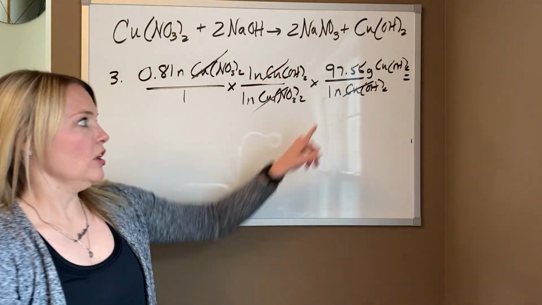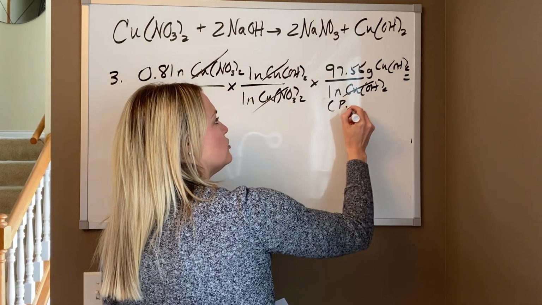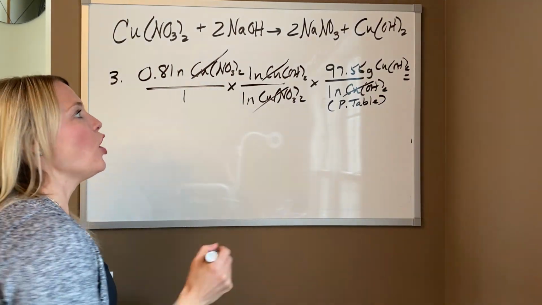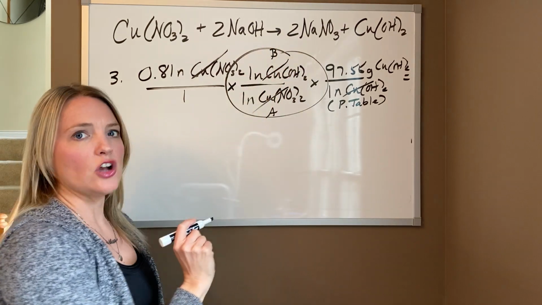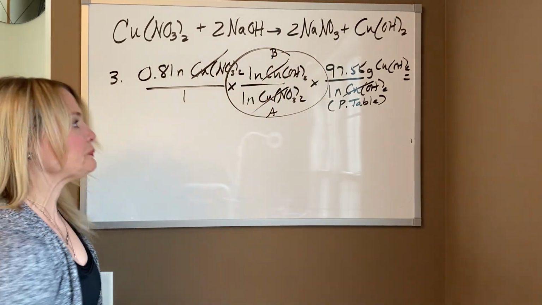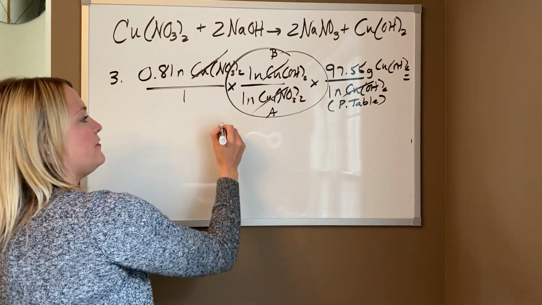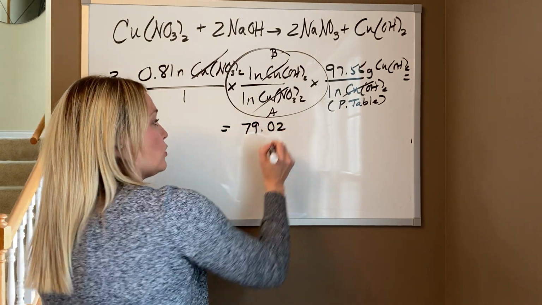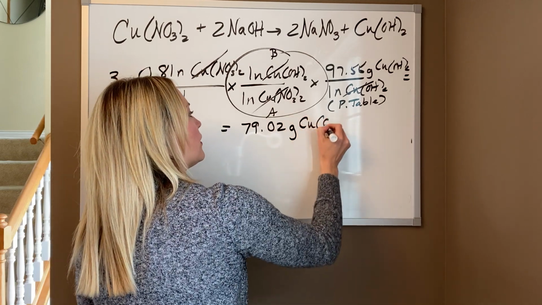Now, remember, this is 1 mole, not because it's in the balanced equation, but because I'm using the periodic table. So the coefficients are only used 1 time to make that A to B jump. Otherwise, you go back to 1 mole when you're using the periodic table. So I multiply the top. I don't need to divide by the bottom. My final answer for problem 3, 79.02 grams of copper hydroxide.